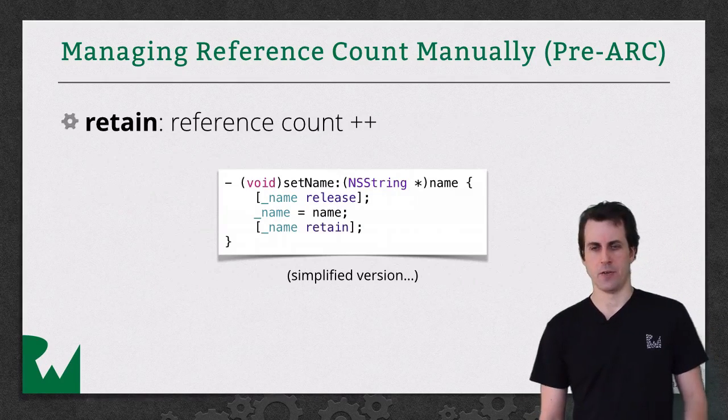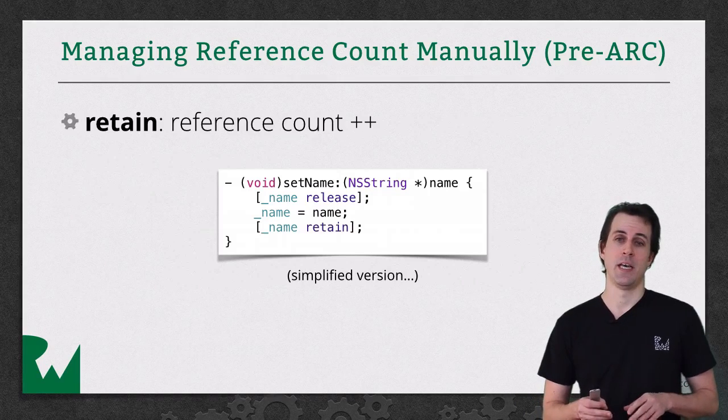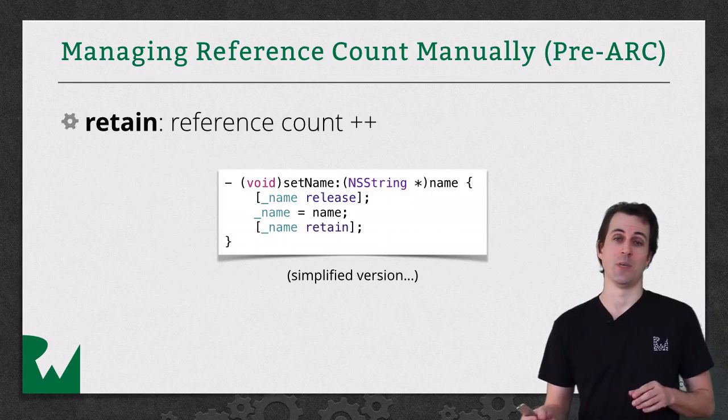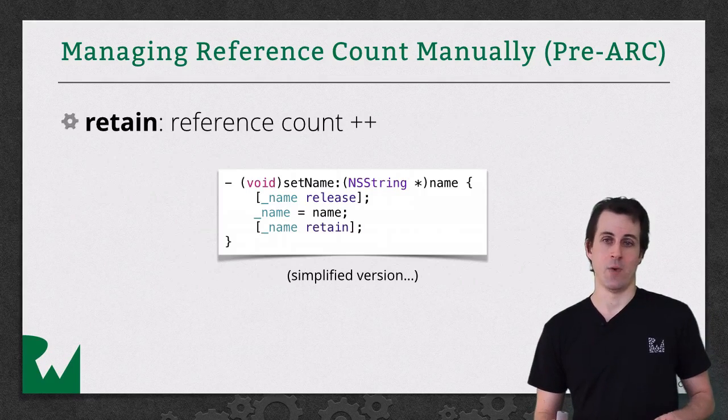You see a little note here that says this is a simplified version. That's because there's a tricky case where you're calling setName with the same value as what's already in there. This could actually lead to a problem, but we're not going to get into that right now. I just wanted to show you a simple version for now.